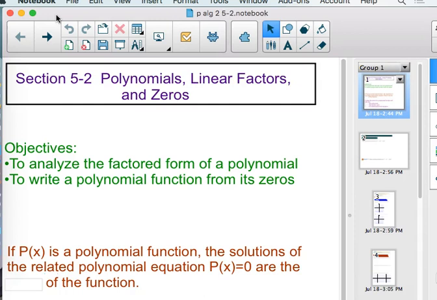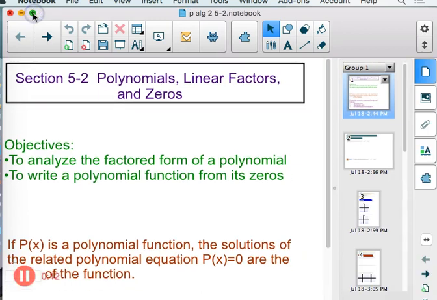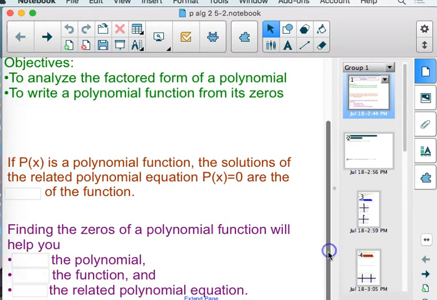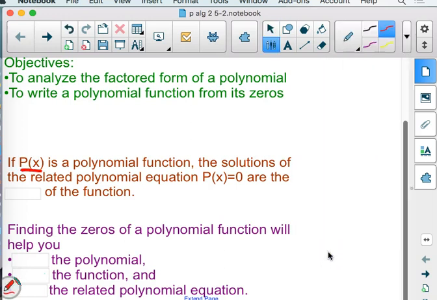So if p of x is a polynomial function, because this is function notation, remember, it doesn't have to be f of x. p of x, q of x, h of x, all those things are all fine. The solutions of the related polynomial equation p of x equals 0 are just called zeros of the function. Solutions are zeros.